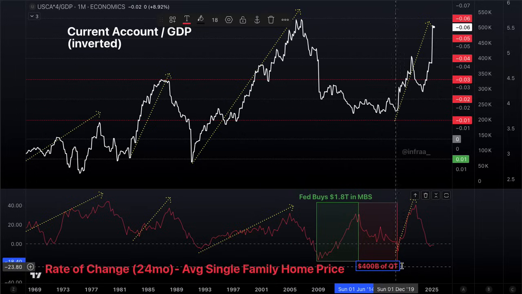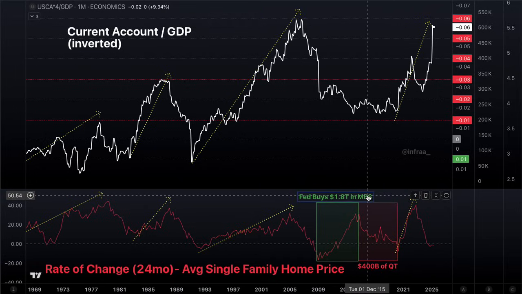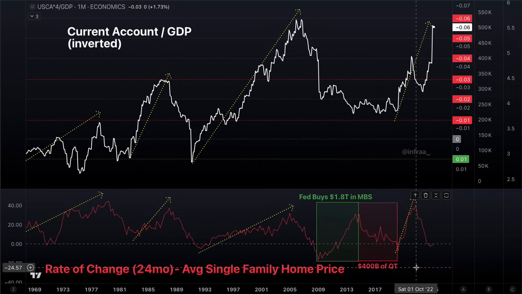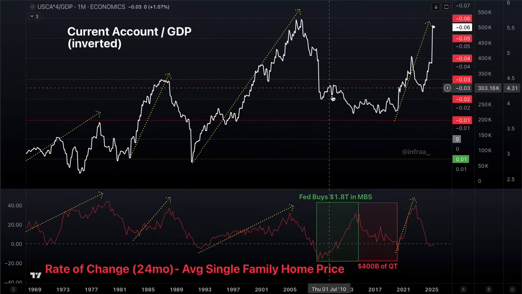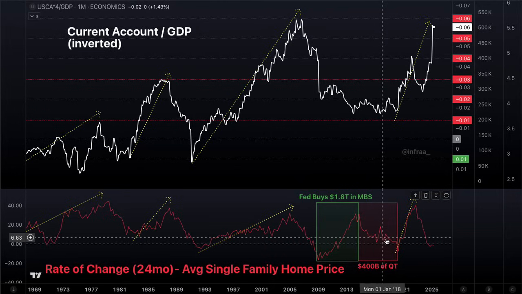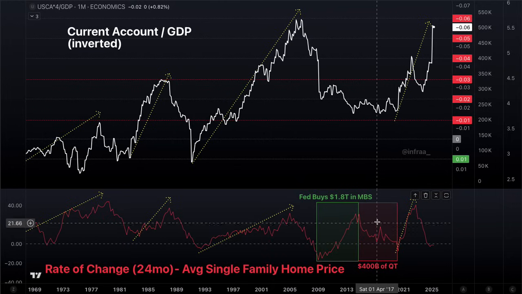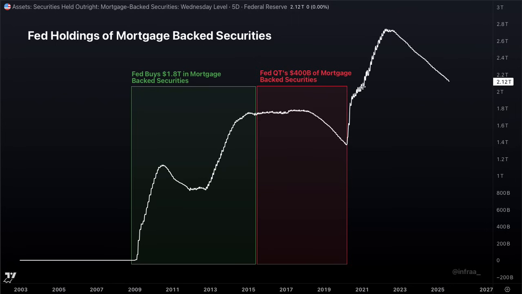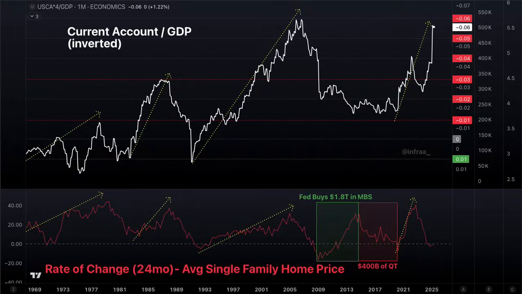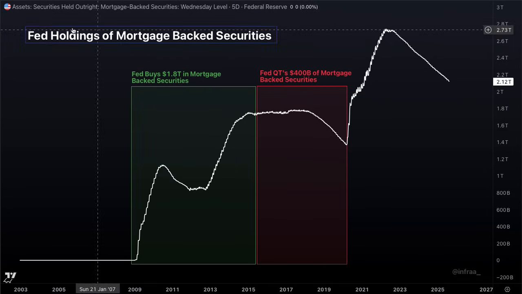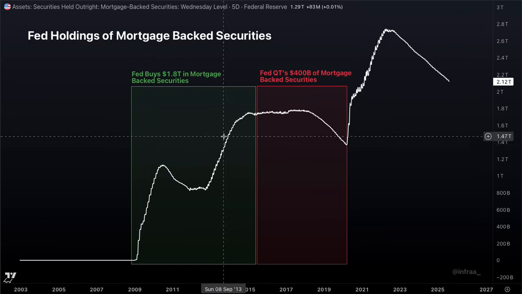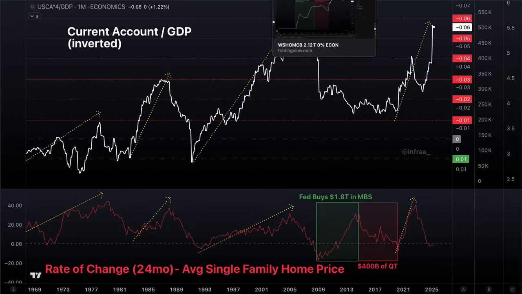Well, quantitative tightening is the exact opposite of QE, where the Fed is printing money to buy assets. In quantitative tightening, it's the exact opposite. They are letting those assets mature and roll off their balance sheet. And sure enough, the rate of change in home prices did start to slow as the Fed was engaged in quantitative tightening. Here, I just synced up the green and red boxes so you can see here is the Fed holdings of mortgage-backed securities, and I synced up the dates.